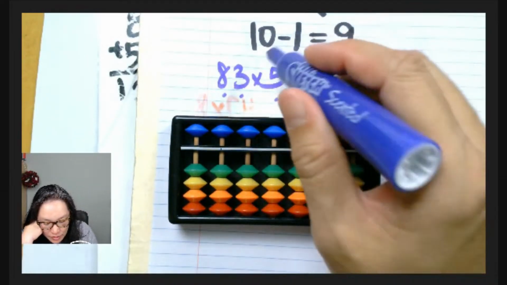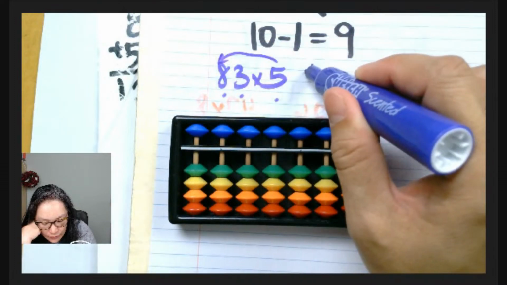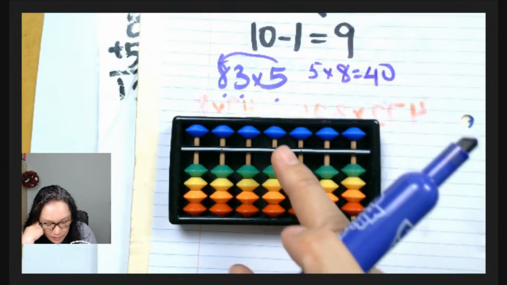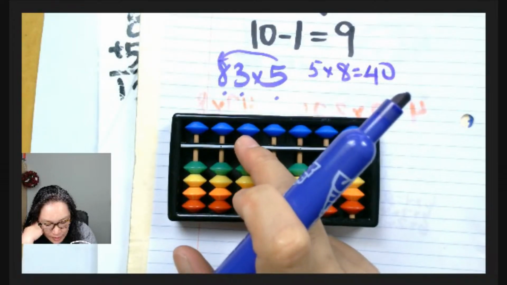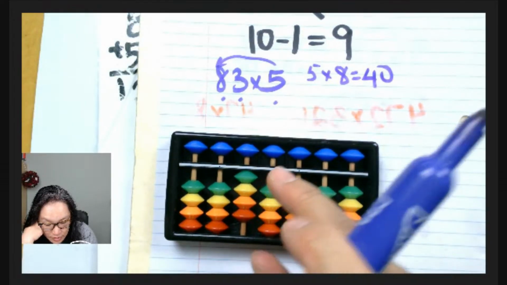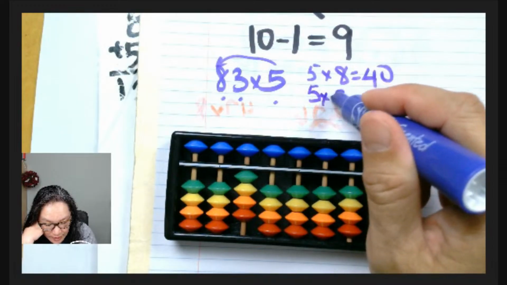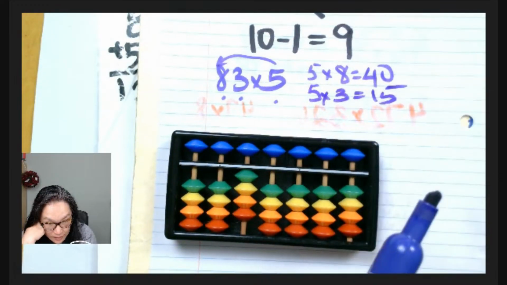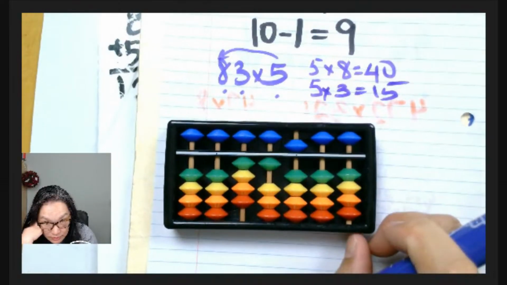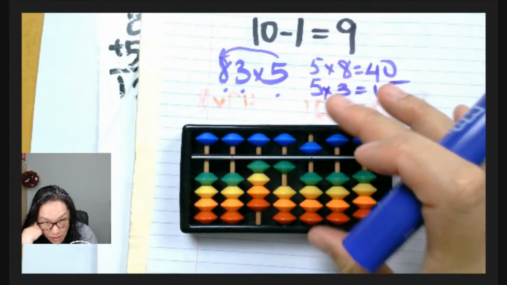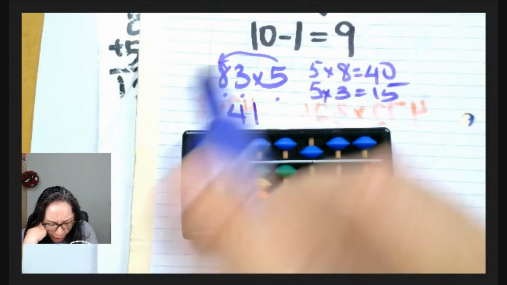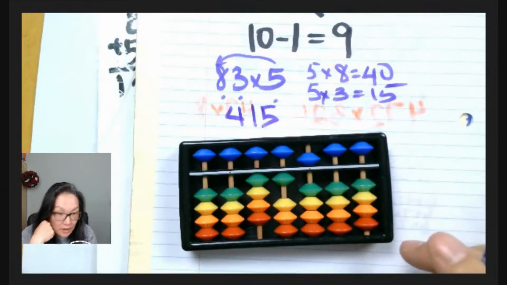One, two, three. So the first thing we're going to do is 5 times 8 is 40. There's a 0 here. The next thing we're going to do is 5 times 3 is 15. Add 1, add 5. And that's my answer. That's it. I'm done. 415.